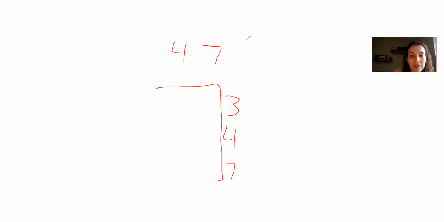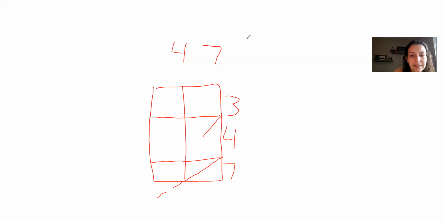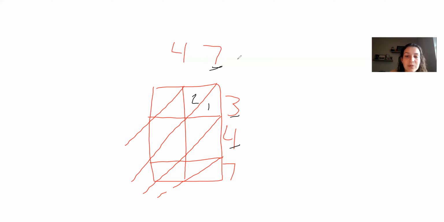Let's do one more example like that. Another 2 by 3. So 47 times 347 this time. So draw our matrix. Add the lines. This isn't the prettiest matrix, sorry about that. So let's fill it in. 7 times 3 is 21. 7 times 4 is 28. And 7 times 7 is 49. And then we have 4 times 3 is 12. 4 times 4 is 16. And 4 times 7 is 28.